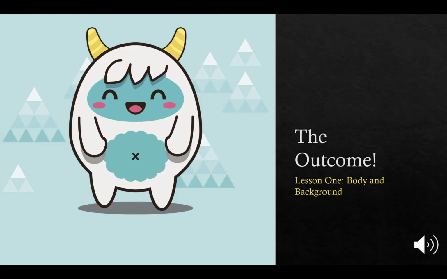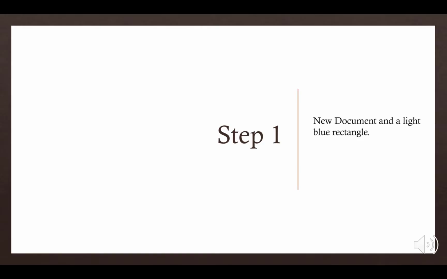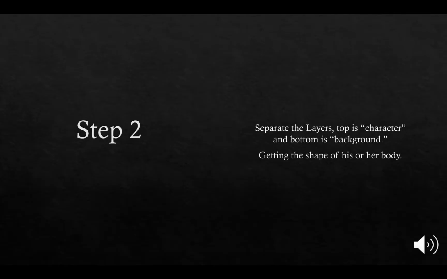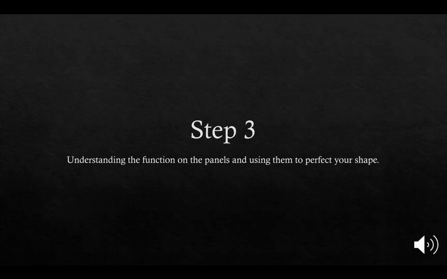For this first step is literally just a new document and learning how to do the background. Step 2 is going to be doing the layers, the background, and the character. And then we're going to be doing the shape of the body of the Yeti. And then step 3 really isn't a step at all. It's just getting familiar with the different panels and tools on Adobe Illustrator. So, hope you guys have a good time.